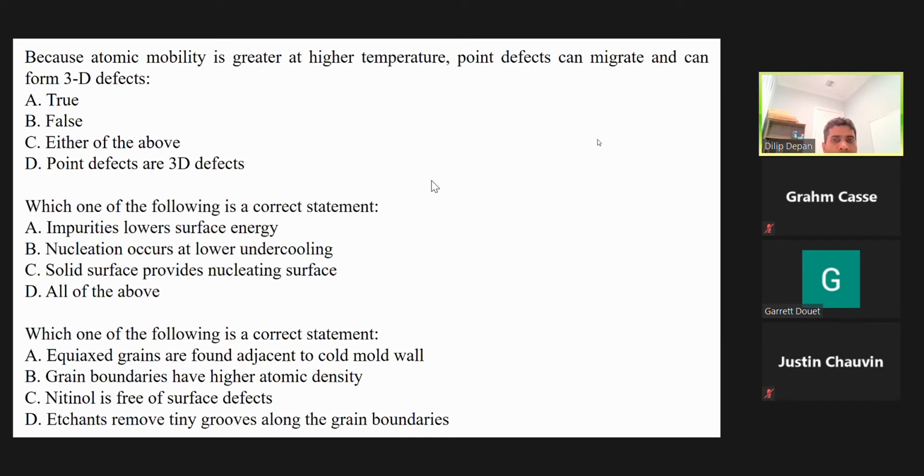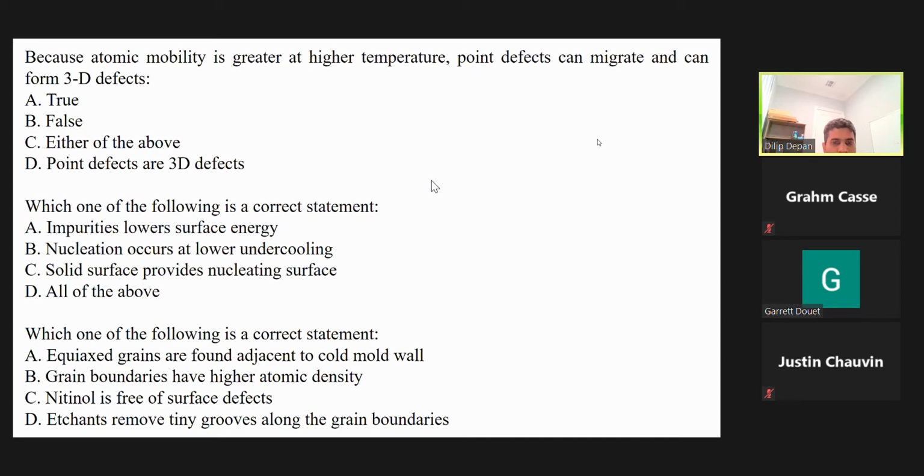Because atomic mobility is higher at higher temperature, point defects can migrate and can form 3D defects. Is it true? Is it false? Or either of the above, or point defects are 3D defects? True. It's a true statement, because at high temperature, these point defects can move, can migrate, and can condense to form 3D defects. For example, vacancies can migrate at higher temperature, and then they condense in such a way that they become a larger vacancy, which can be considered as a pore, and which is a three-dimensional defect.